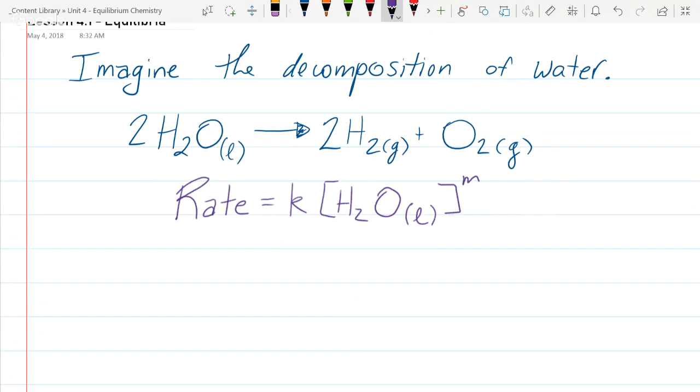So it's going to be the result of how much water I have. This is logical, right? When there's lots of water, it's easy for water molecules to bounce into each other and cause that break apart. When there's no water left, what will the rate of this thing be? Yeah, obviously none. Does that make sense? Okay, perfect. And how would I figure out that exponent m?